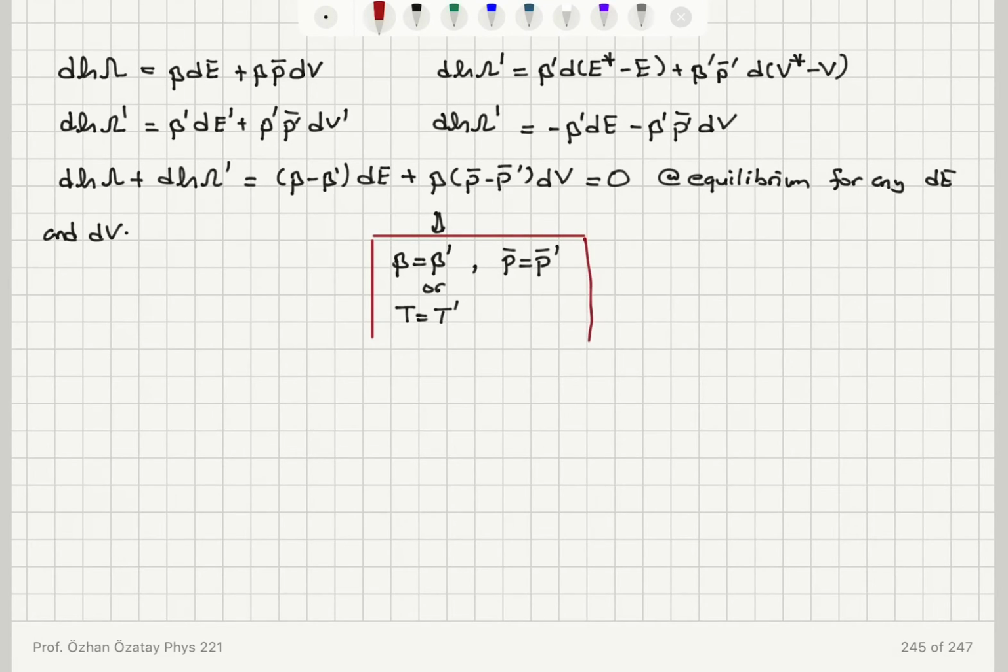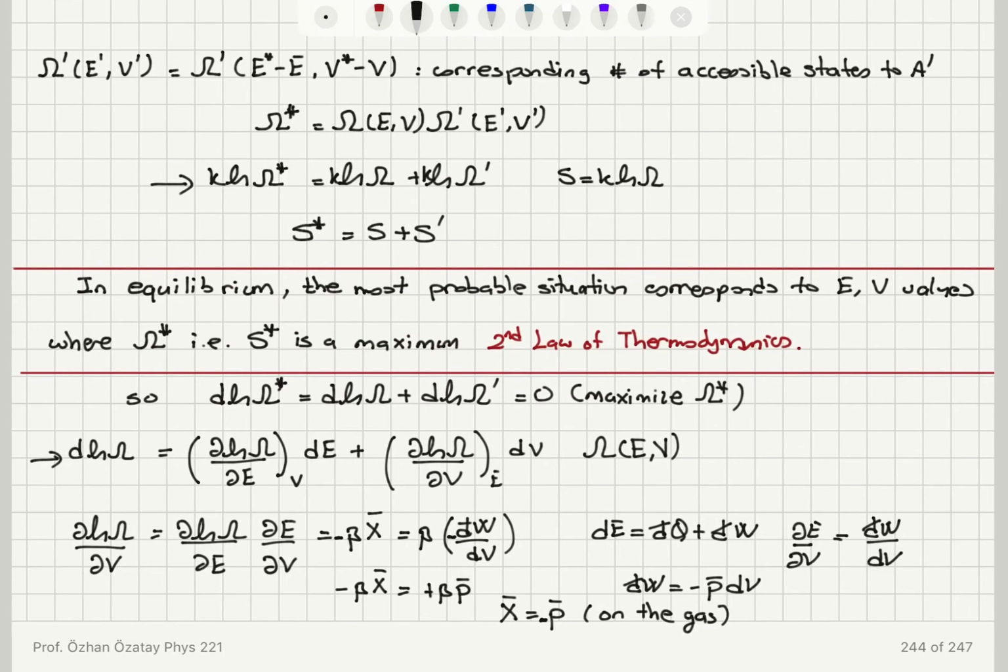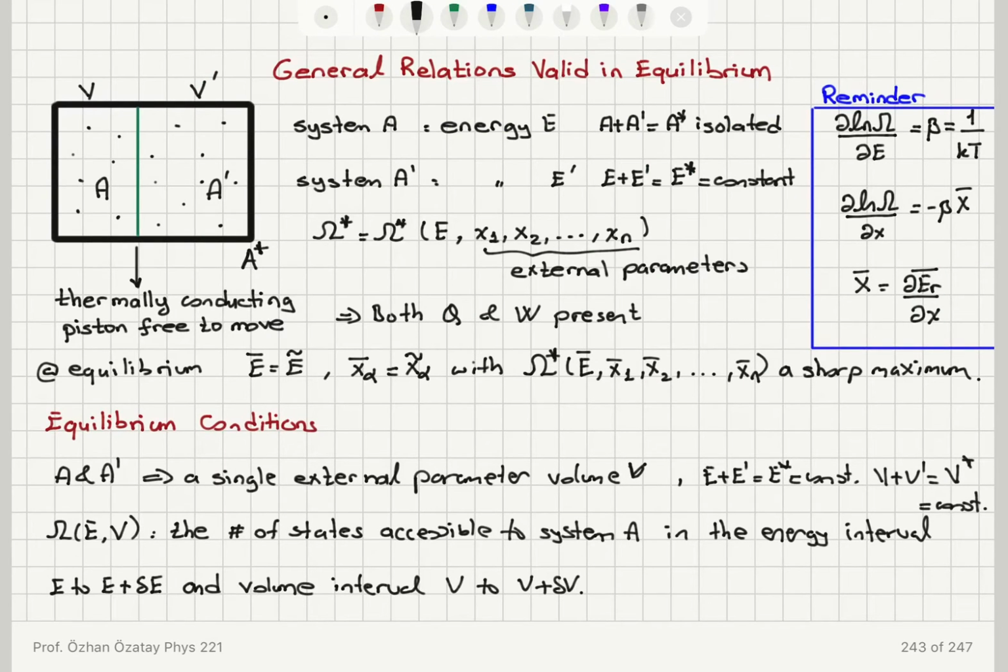So we need to have the same average pressure exerted on the gas, P and P prime should be the same, and the same absolute temperatures on both sides. This is an automatic consequence of maximizing S star. So this conclusion is very important. It tells us the condition for equilibrium is to have the same absolute temperature and the same mean pressure on both sides of the boundary between the two systems at equilibrium.